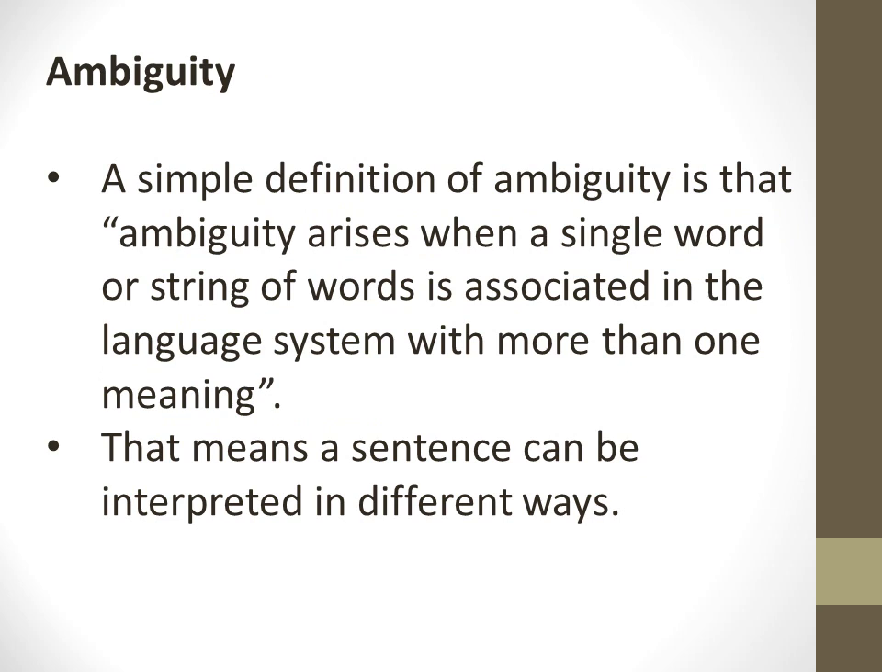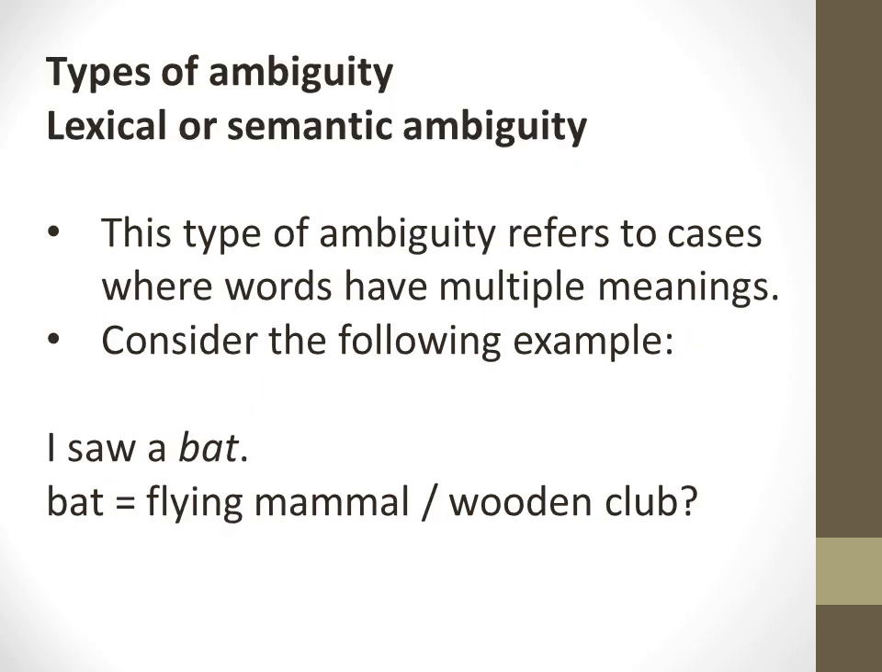Now, what is ambiguity? Ambiguity arises when a single word or a string of words is associated in the language system with more than one meaning or interpretation. So simply, this means that a sentence can be interpreted in different ways. We have different types of ambiguity.